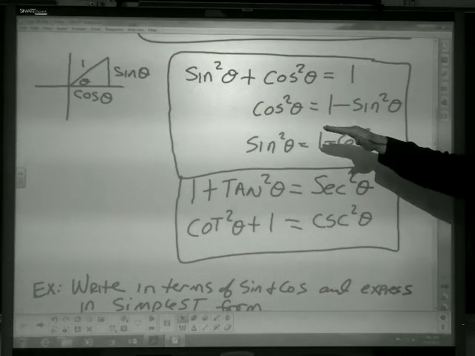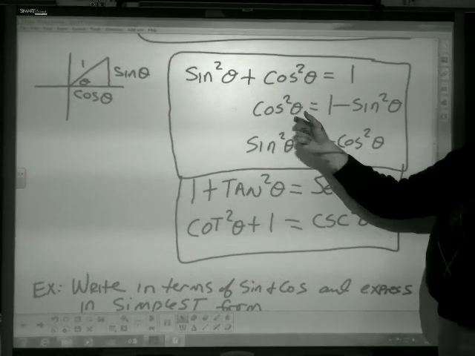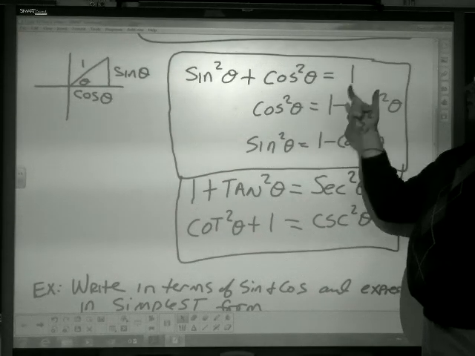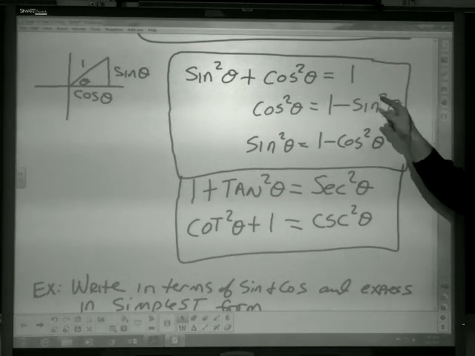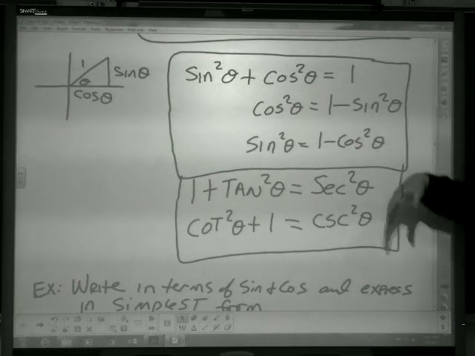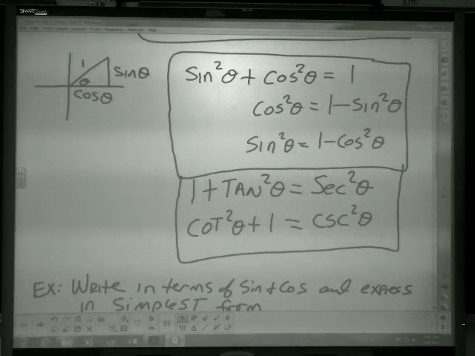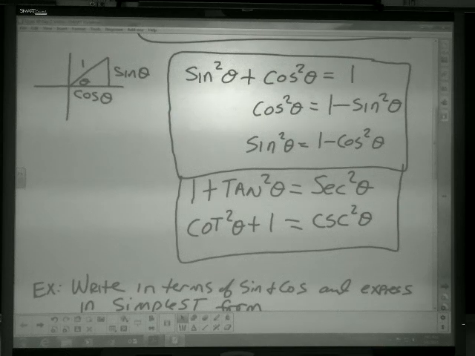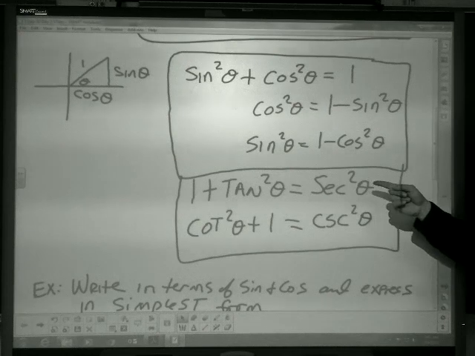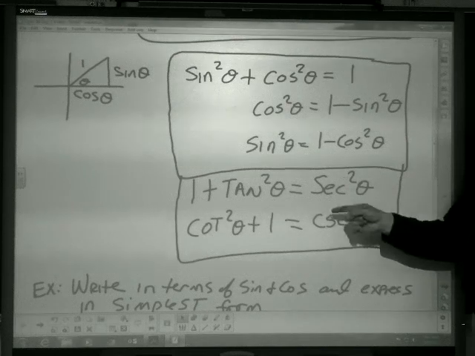There are 2 more that come off of that. If I subtract sine squared and solve for cosine squared, I get cosine squared is 1 minus sine squared. Or if I subtract cosine squared, I can say that sine squared is 1 minus cosine squared. These 2 are little offshoots of the first one. These 3 are used frequently with trig identities. Keeping in mind the same type of Pythagorean relationships, we have 2 more that you just need to know. 1 plus tan squared is secant squared, and cotangent squared plus 1 is cosecant squared. So those are 2 more identities that you need to know.